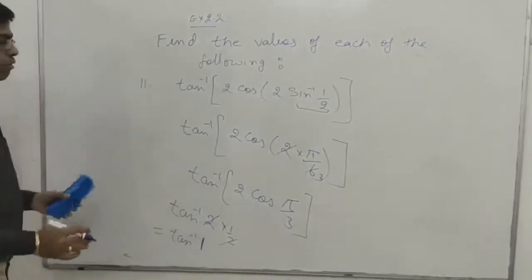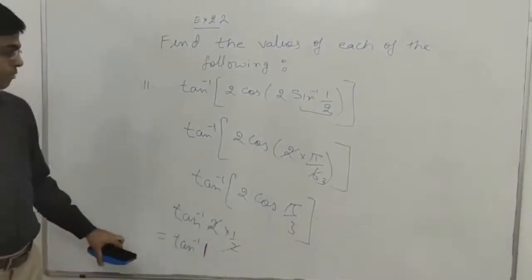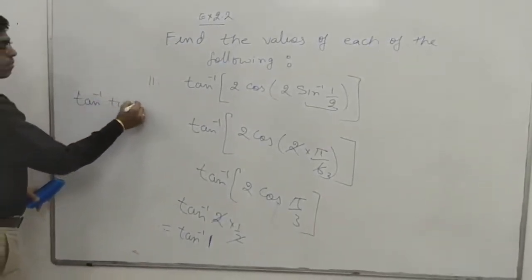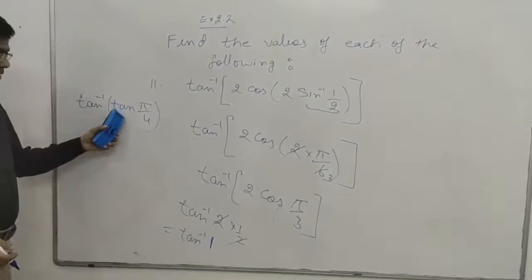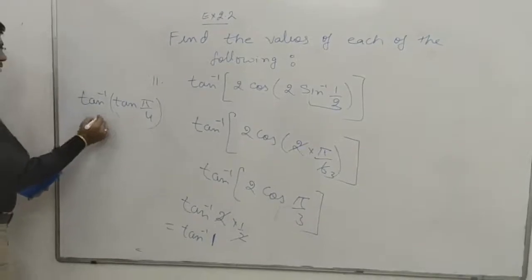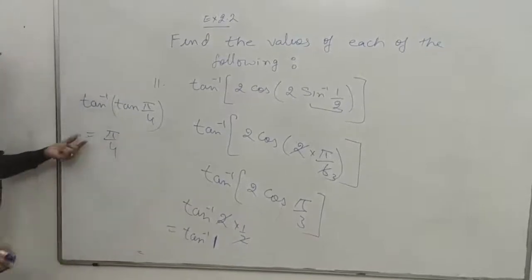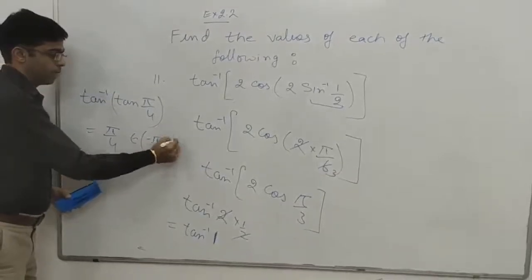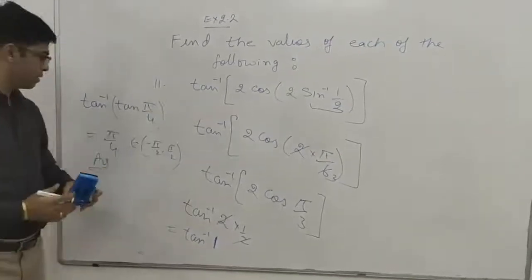So now you have to find out the final value of this tan inverse 1. Tan inverse 1 means tan pi by 4. Tan 1 is coming at tan 45 degrees. So tan inverse is pi by 4, and this pi by 4 belongs to the principal range of minus pi by 2 to pi by 2. So this is finally the answer, the value of this question.